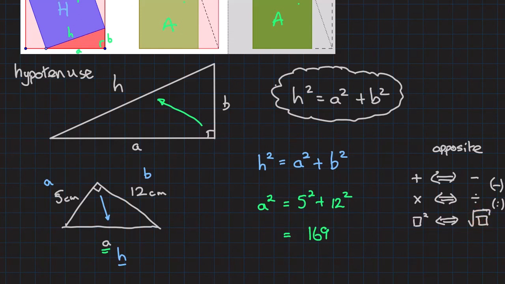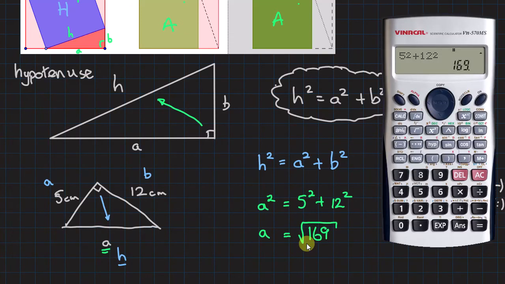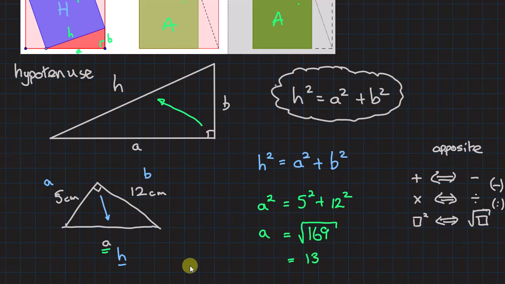So to get my answer A, what I want is to do the square root of whatever A squared was. So I'm now going to take the square root of the 169. Square root of my answer equals 13. Check my diagram. Yes, my units are in centimetres, so my answer should be in centimetres. So that's the first and one of the more simple ones.